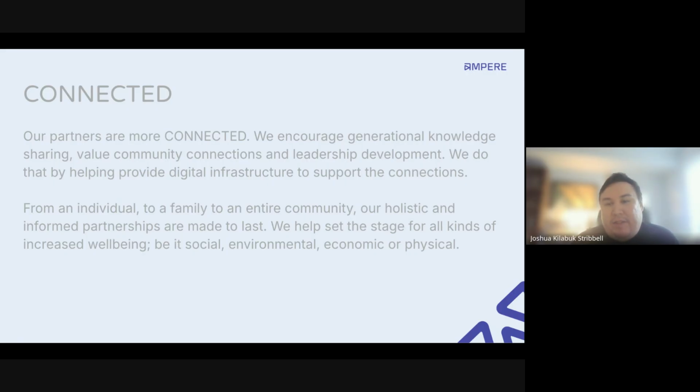and use our position within the nonprofit space to connect other folks, especially grassroots groups. That's what I'm passionate about.